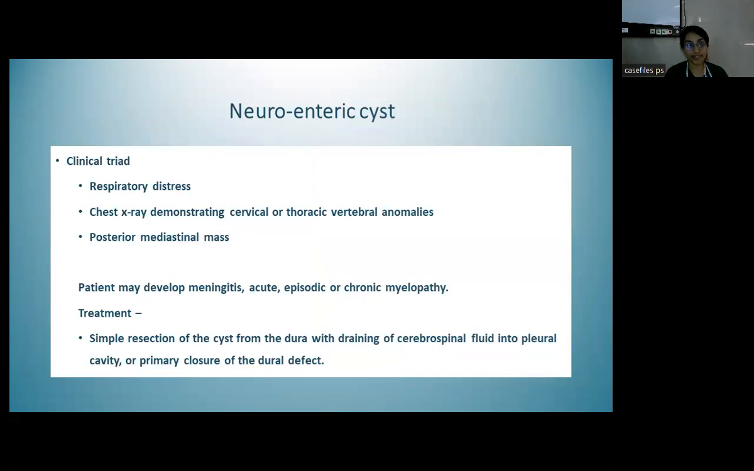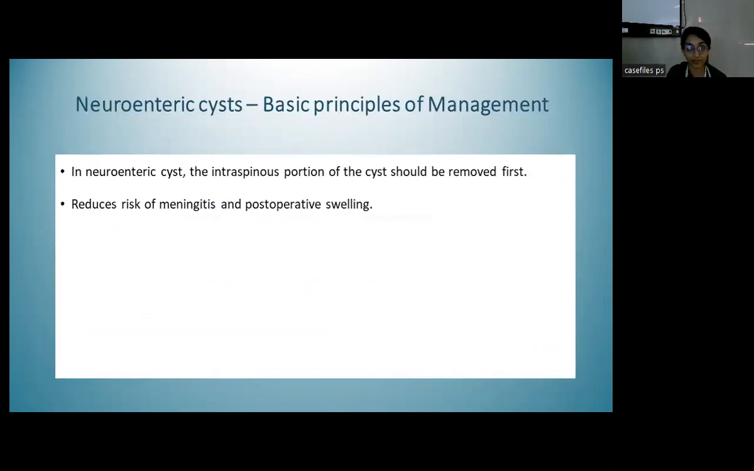Coming to the neuroenteric cyst, these cysts present with a clinical triad of respiratory distress, a chest X-ray demonstrating a cervical or thoracic vertebral anomaly, and a posterior mediastinal mass. These patients have a high propensity to develop meningitis, or they might have acute, episodic or even chronic myelopathy. The treatment is simple resection of the cyst from the dura with draining of the cerebrospinal fluid into the pleural cavity, with primary closure of the dural defect if possible.